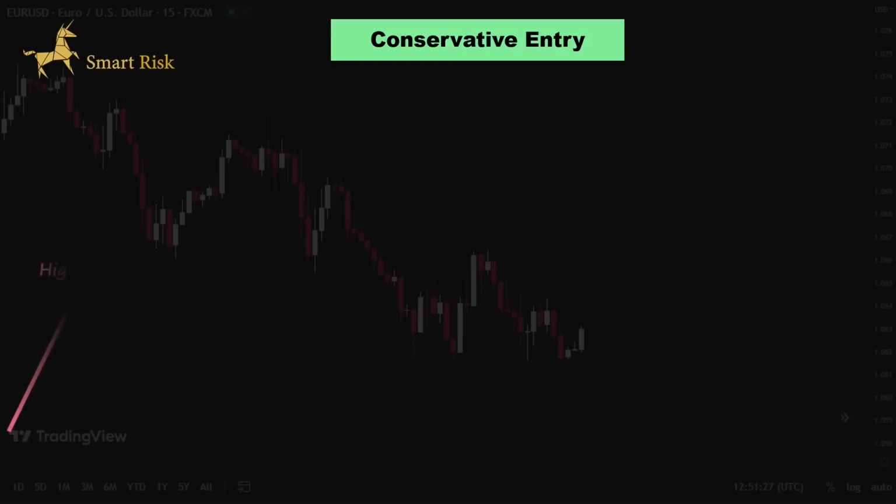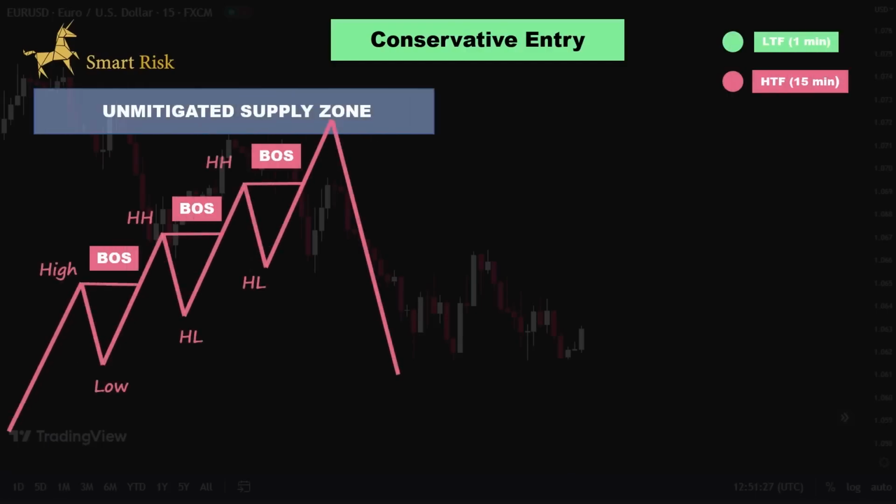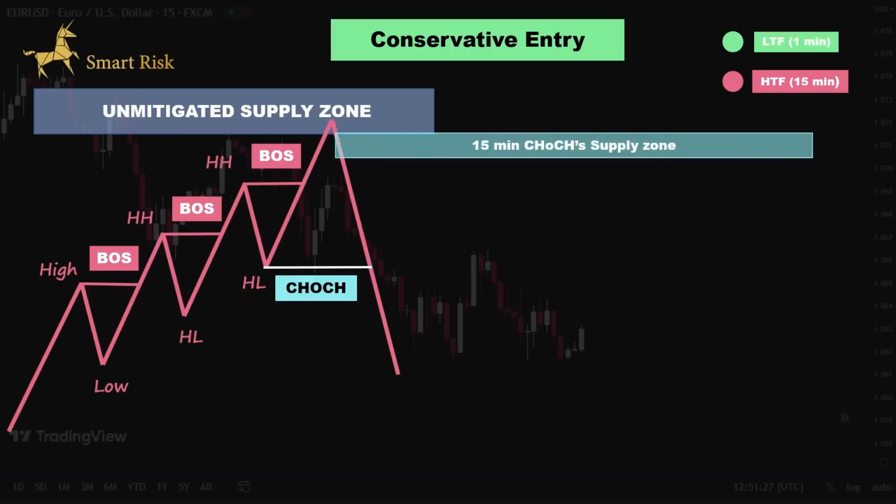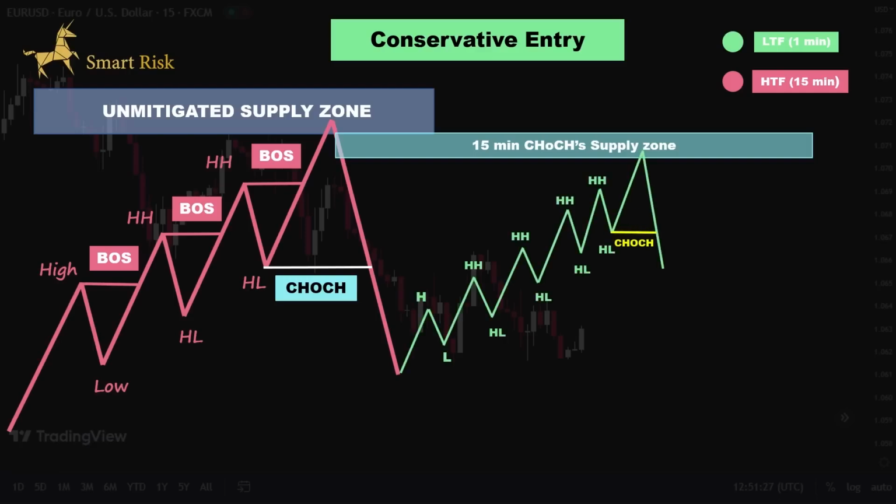Suppose price has created these series of BOSs to the upside, and after touching a higher time frame's strong supply, rejected, and created this major change of character by breaking this structure to the downside. So what we are going to do in the next step is draw the supply zone, which is created by Chalk's wave. Then we will zoom into the lower time frame, wait for price to return to the zone, and show us a major change of character.